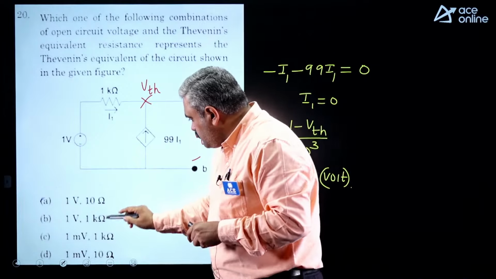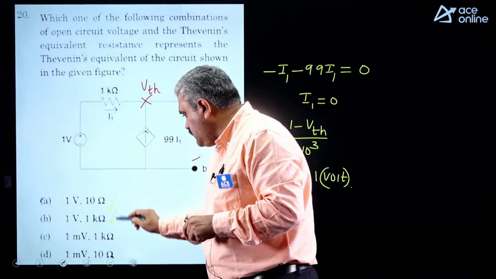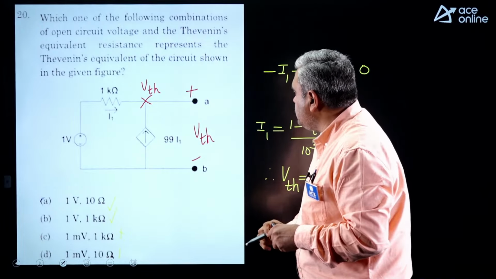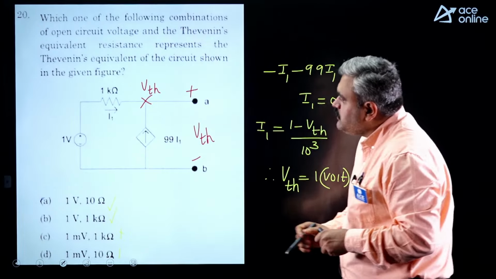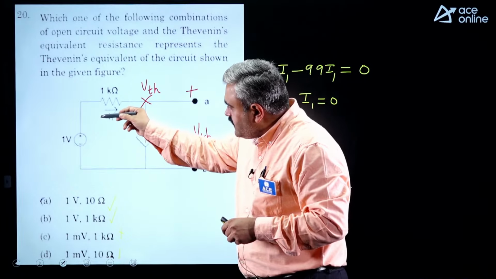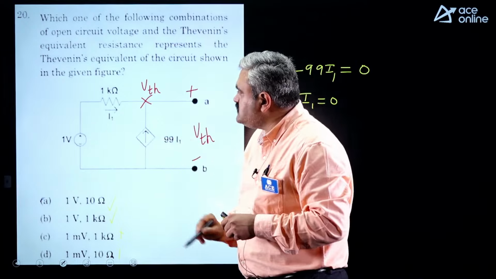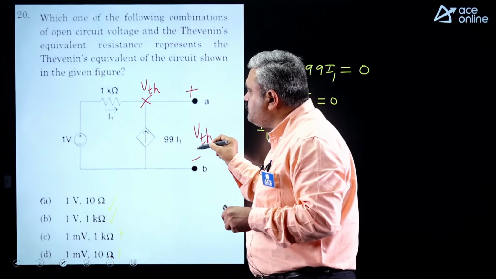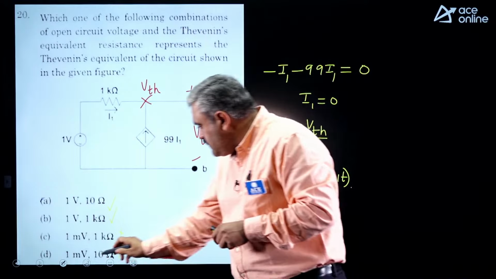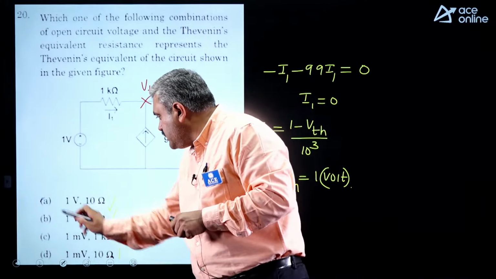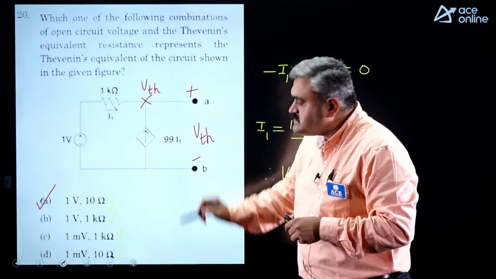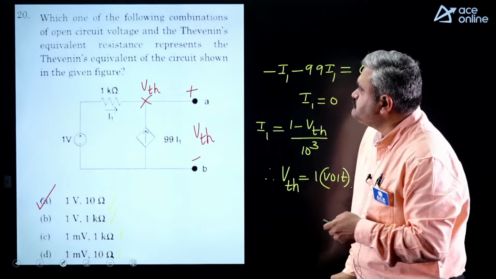So your possible options should be either A or B. You can eliminate C and D. Now, what is this RTH? You are having both independent as well as a dependent source. You can go with the standard procedure. You can short circuit this branch and connect an ideal voltage source which delivers current I with voltage V. If you take the ratio of V to I, the value you will get will be A. So R equivalent or RTH seen from these terminals will be 10 ohms.